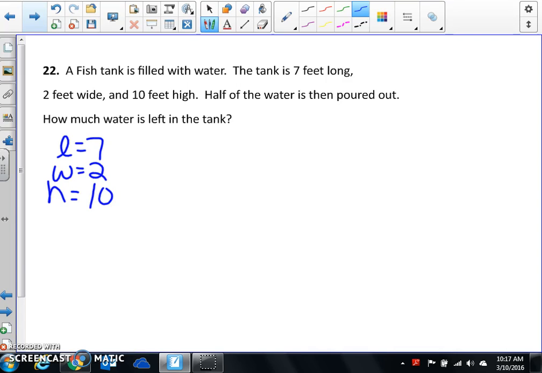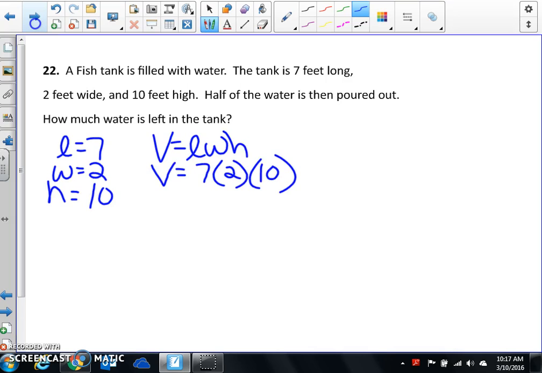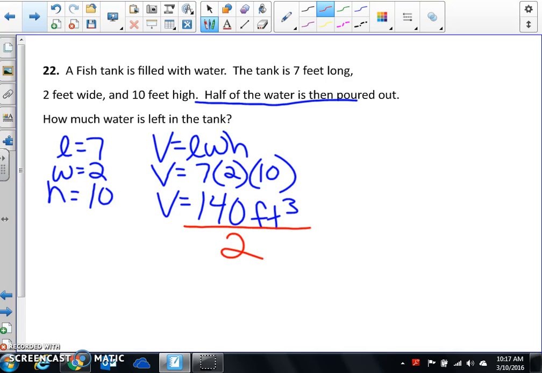All right, so once again, it's water inside the tank. So the first thing we need to do is find the volume. So 7 times 2 times 10, that's going to give us 140 feet cubed. But then it says half of the water is then poured out. So if half the water is poured out, we need to divide this by 2, making it have 70 feet cubed left.